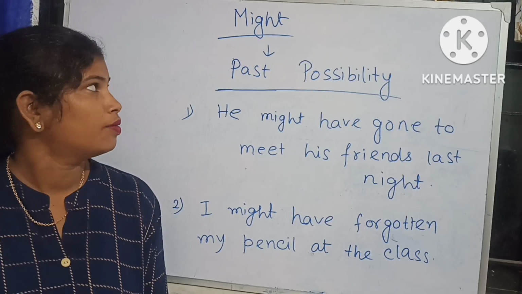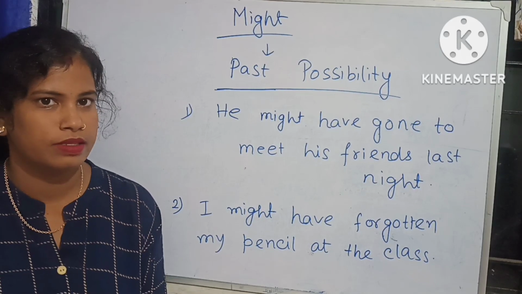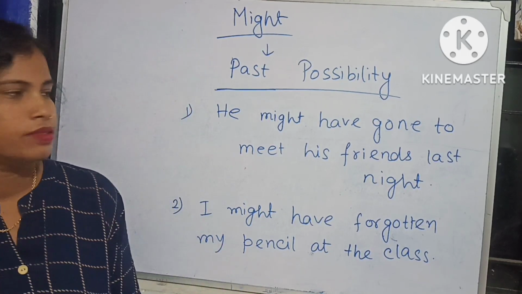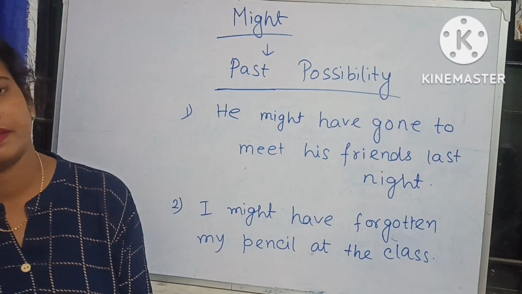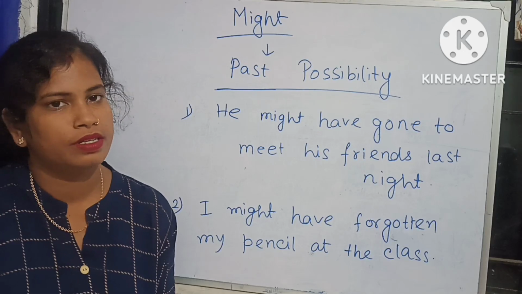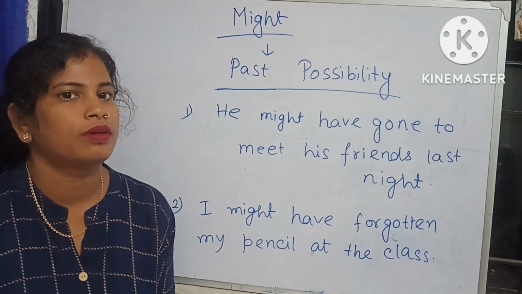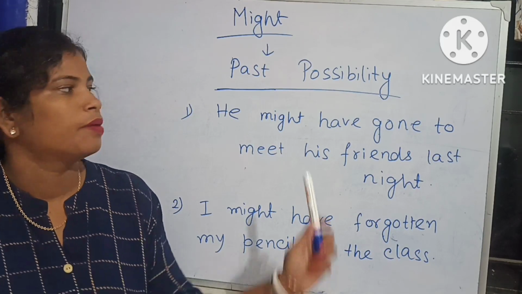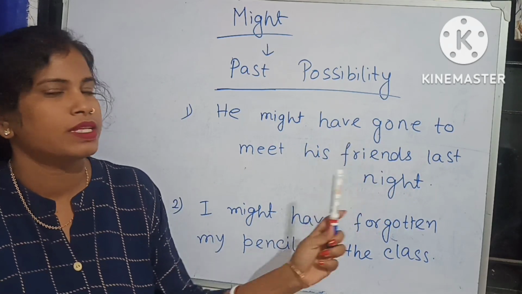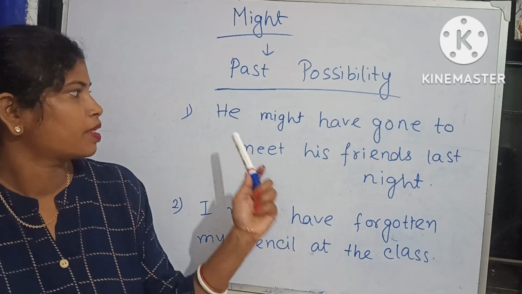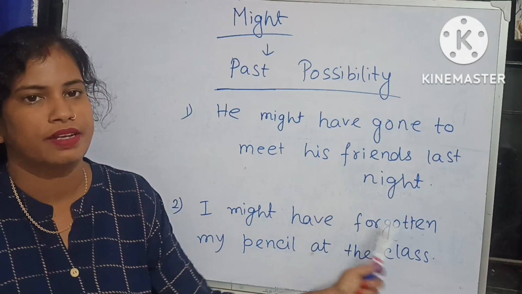Okay. Now let us try to understand how might is used to denote past possibilities. Look at the examples. He might have gone to meet his friends last night. Again, we are saying of possibilities, we are not sure. He might have gone. We are talking about the past. So you are using might, then have, then the third form of the verb, that is the past participle form of the verb, and saying he might have gone to meet his friends last night.